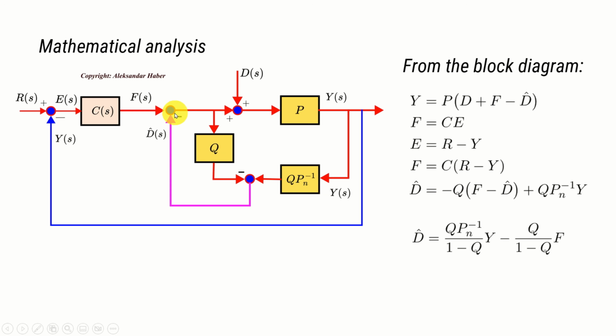Let me explain how we derive this part over here. This signal over here is f of s minus d hat of s. Now over here you have a minus sign and you have a Q transfer function, and if you just follow this line, you will obtain this part over here, minus Q F multiplying f minus d hat. Then we have this plus part over here. That is, you add Q Pn inverse multiplying y. Now, from these several equations, you can express d hat like this.